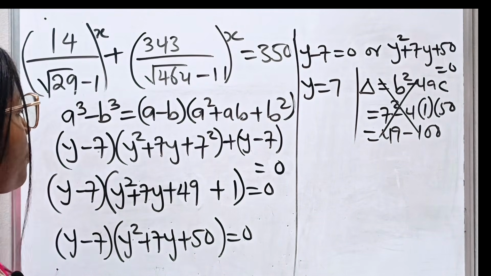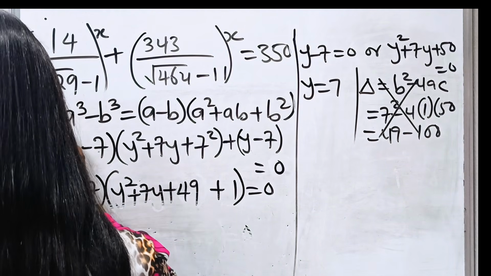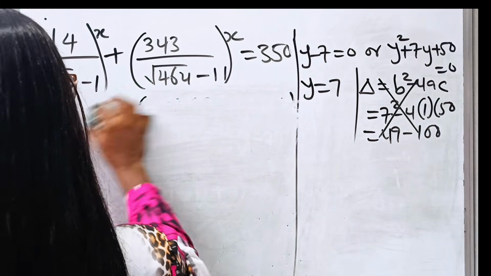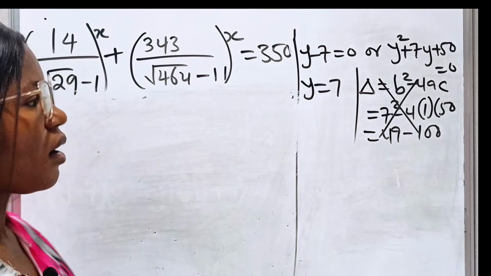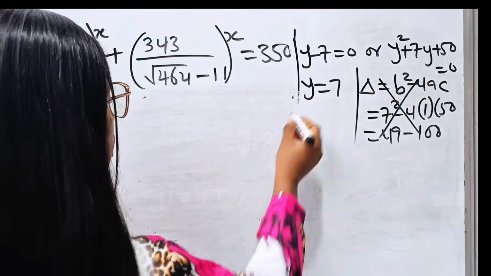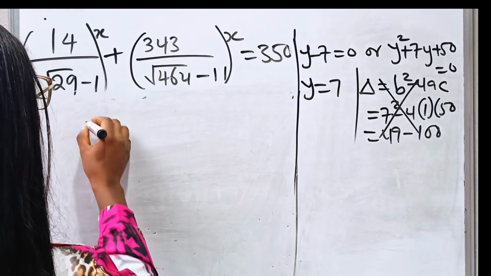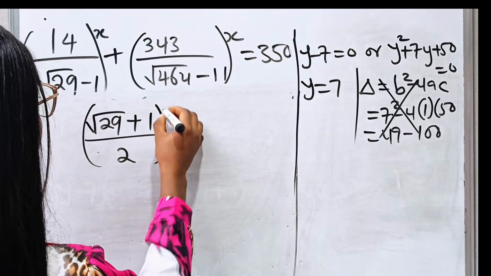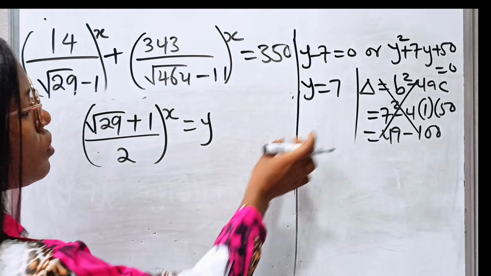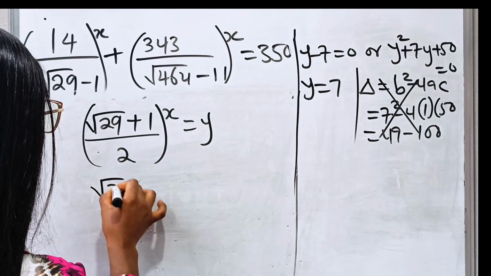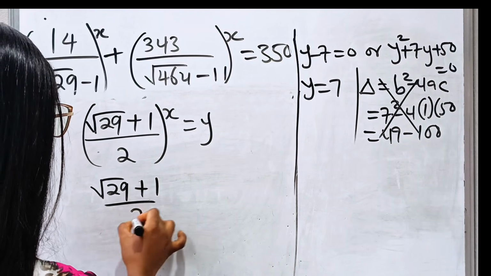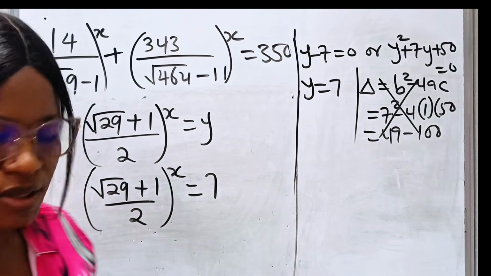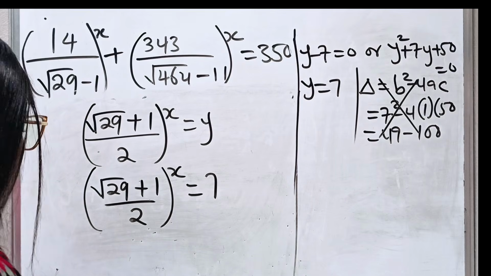Now recall, I want us to recall something because that is what will give us the answer that we are actually looking for. Recall that whatever I copied here, square root of 29 plus 1 divided by 2 to the power of x is equal to y. So now our y is 7. So we have square root of 29 plus 1 divided by 2 raised to the power of x is equal to 7. At this point, the only way out is to introduce log to both sides.